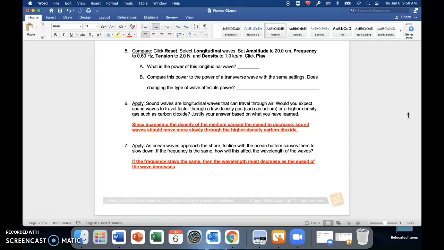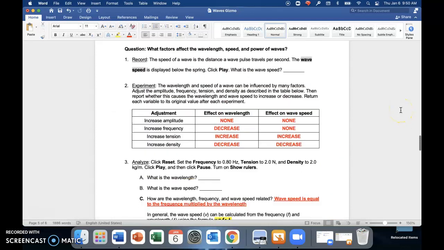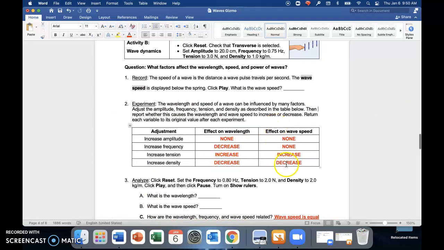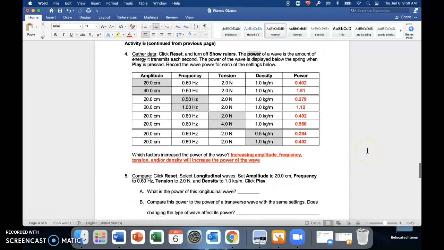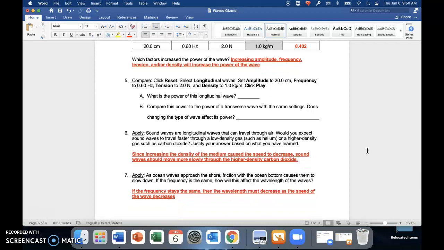Okay, and justify your answer. Well, if we look at what we learned earlier, and I'm going to go all the way back up here, increasing the density caused a decrease in the speed. Again, that's why I want to point this out. Since an increase in density of the medium causes the speed to decrease, that's what we found out earlier, sound waves should move more slowly through the higher density carbon dioxide. And if those sound waves were to enter a liquid such as water, they would slow down even more. That is why things sound different when you are underwater than when you're above the water.